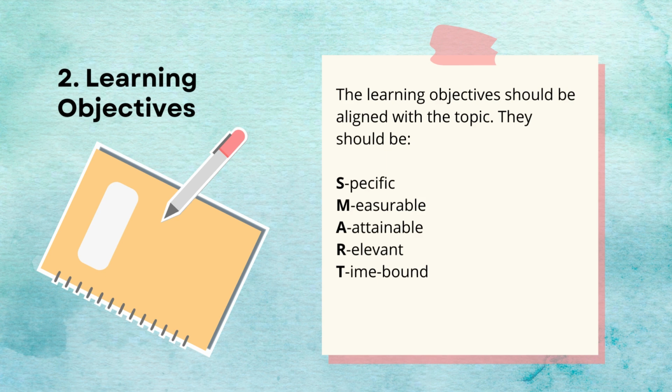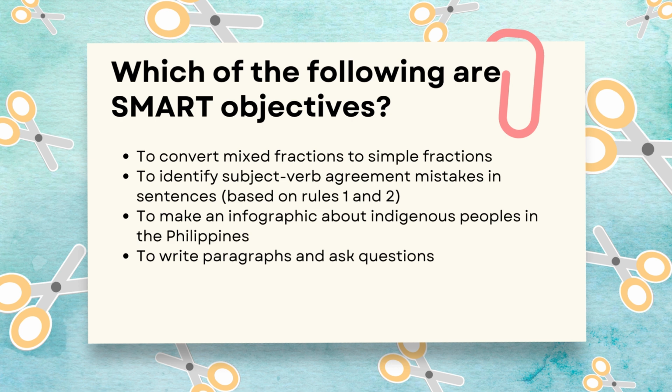The learning objectives should be aligned with the topic. They should be SMART: specific, measurable, attainable, relevant, and time-bound. Let us practice identifying SMART objectives. Which of the following are SMART objectives?